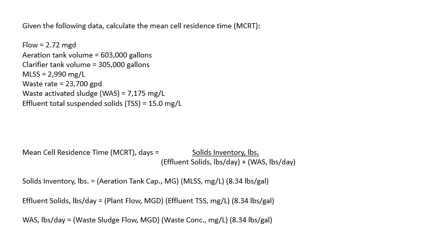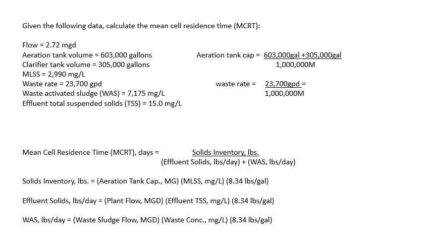And then we have our WAS pounds formula, which is your waste sludge flow in million gallons a day times your waste concentration in milligrams per liter times a standard of 8.34 pounds per gallon. Notice we're going to have to convert because our million gallons a day, they gave it to us just in gallons. So we'll do that first on the next slide.